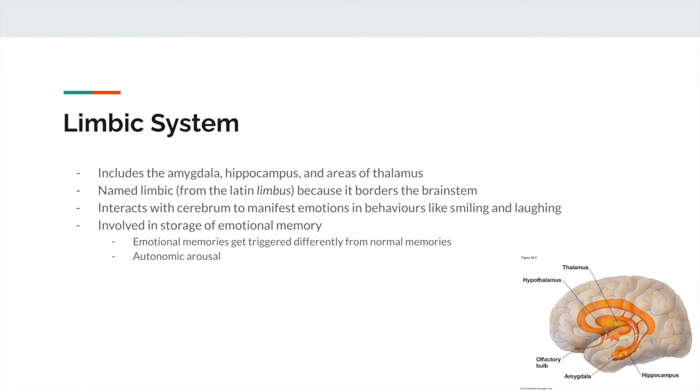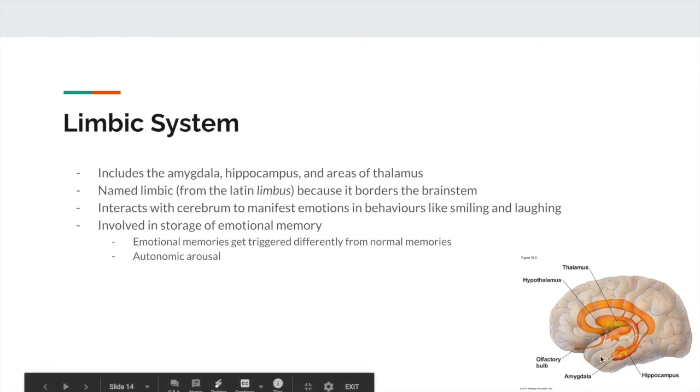The limbic system is also something that's underneath the cortical layers of your brain. It includes several parts that we already talked about: the thalamus, the hippocampus, and also the amygdala. Basically, it's named the limbus because it borders the brainstem, which, if you remember from the previous slide, is about here. So limbus means bordering in Latin. And this is basically the emotional center of your brain.